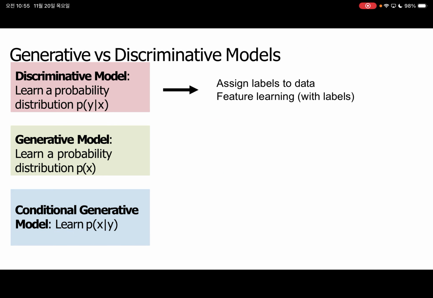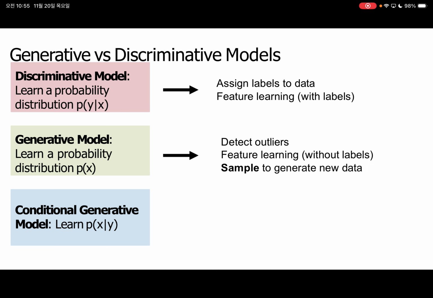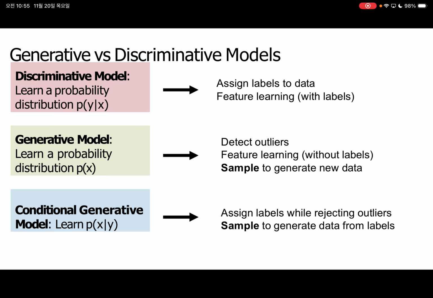And so with the descriptive model, we can assign labels to data. And with generative model, we can detect outliers. As I said, this is anomaly detection. Some unreasonable data might have low likelihood, and then we can reject such kind of data. And then the important thing is sampling. We will learn this. Also, we can assign labels while rejecting outliers, and sample to generate data from label.